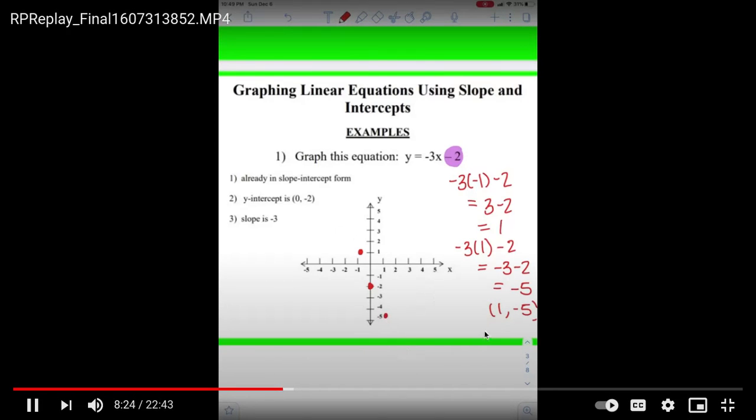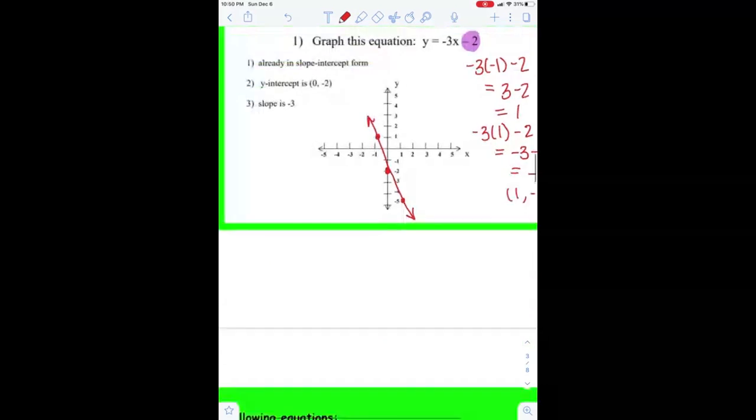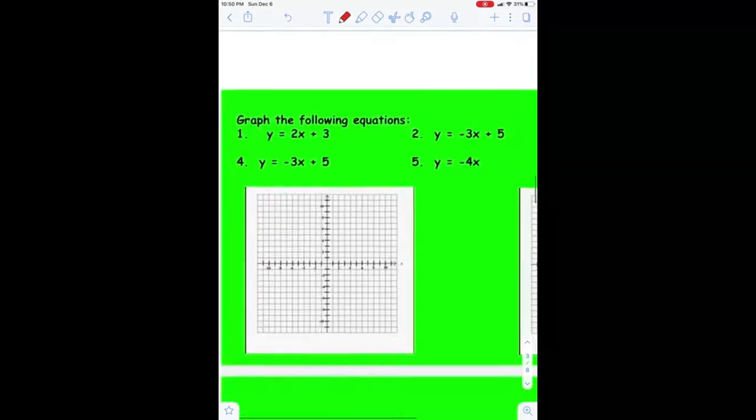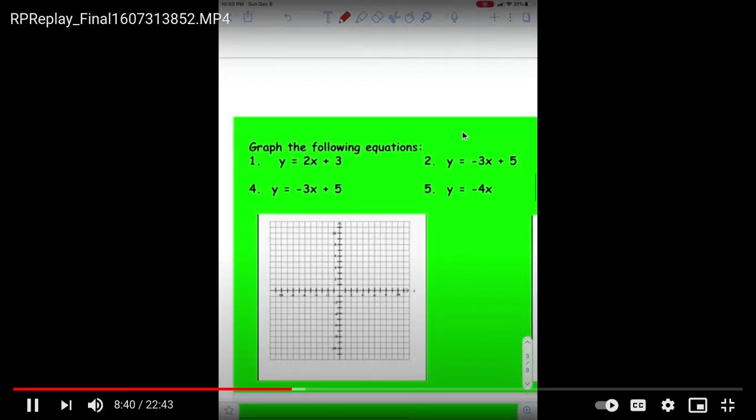And then I just draw my line through it. All you really need to do on these graphs is do like 3 points. You don't need to do more than that. 3 will be able to give you your rate of change, and you'll be able to draw a line through it. So I am going to graph just 2 of these equations.